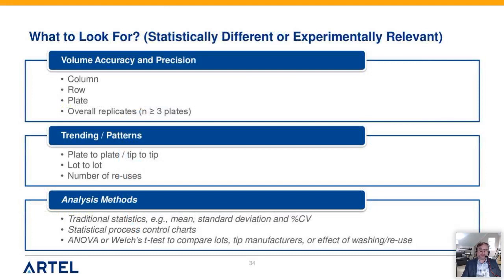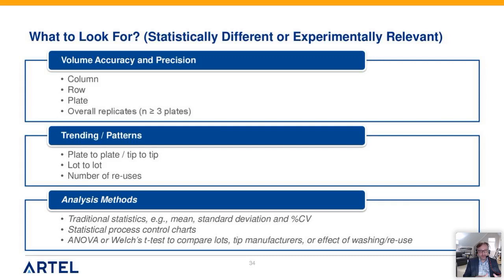Speaking of analysis, what is it you would look for? And I do want to talk about this term statistically different versus experimentally relevant. We could do the typical volume, accuracy, and precision. That's great. We can do column, row, plate, the overall replicates. We can look for, and I would highly recommend, trending and patterns, as would be plate to plate, tip to tip, lot to lot, and numbers of reuses.